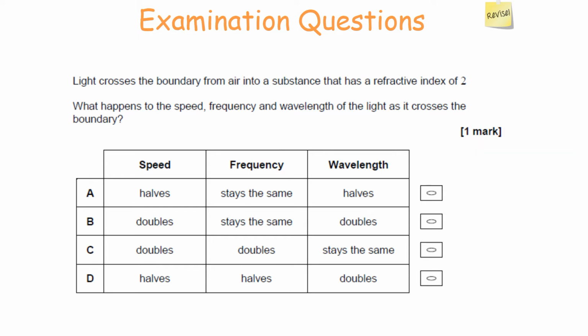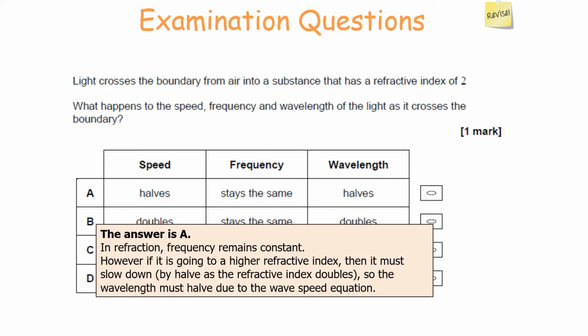Right, now the first thing you've got to remember is that in refraction, the frequency remains constant. So the answer is either going to be A or B. Now your answer in this instance is A, because if light is going to a higher refractive index, then it must be slowing down, because it's going into a more optically dense material.